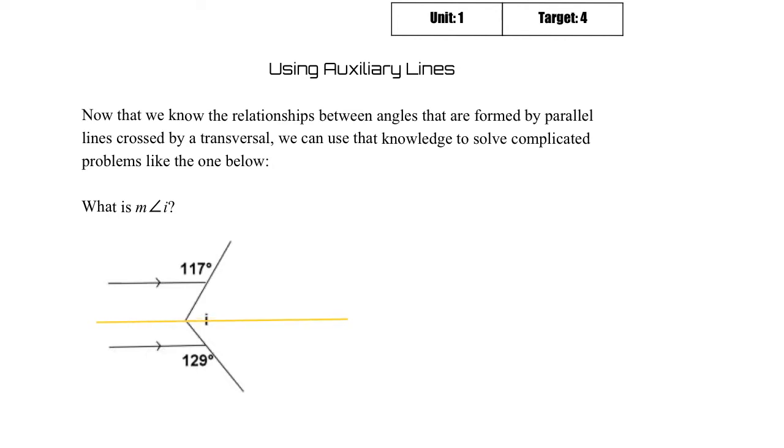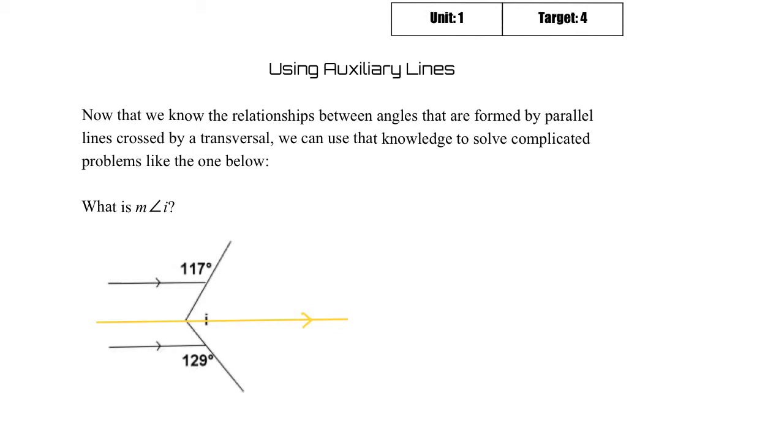If I were to draw a line right there and then say, you know what? I drew this line and I'm saying it's parallel to both this line and this line. What I've now created is a bunch of situations where I do have parallel lines crossed by a transversal. I have one here and I have one here. So how can I use this to my advantage?